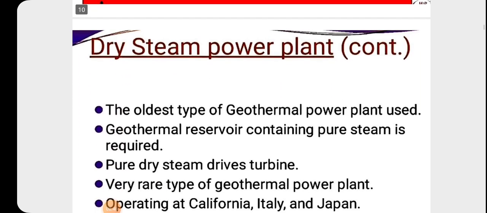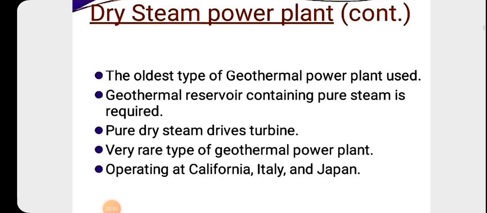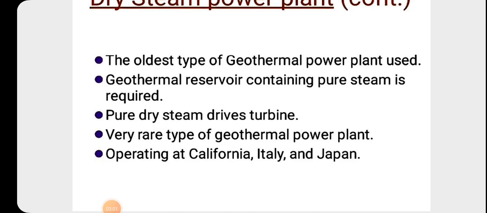Some facts about the dry steam power plant: it is the oldest type of geothermal power plant used, and a geothermal reservoir containing pure steam is required. Pure dry steam drives the turbine. It is a very rare type of power plant, because it is not possible to have dry steam as a primary source all the time.